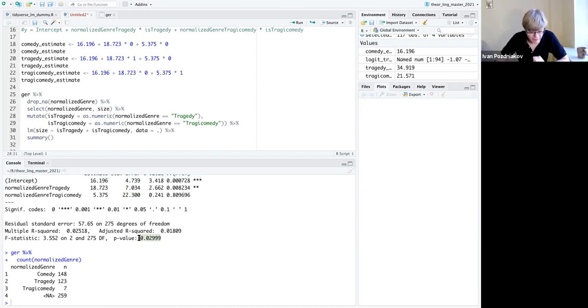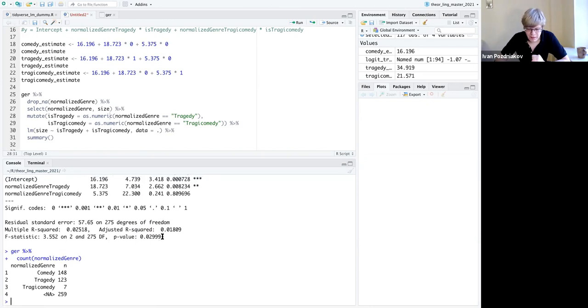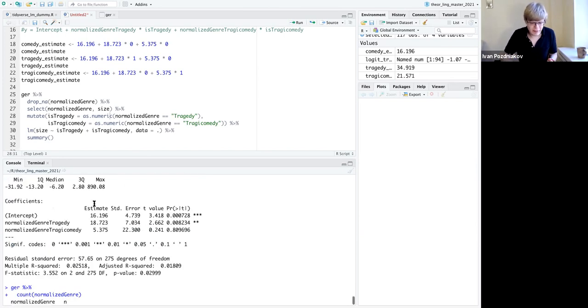And we can see that in general, for the model, we have p-value less than 0.05. How to interpret this p-value, the final p-value for the model? It's whether it's probable to get this and more extreme results in case the null model is true. And the null model here will be that there is only influence of intercept, but no difference between groups.